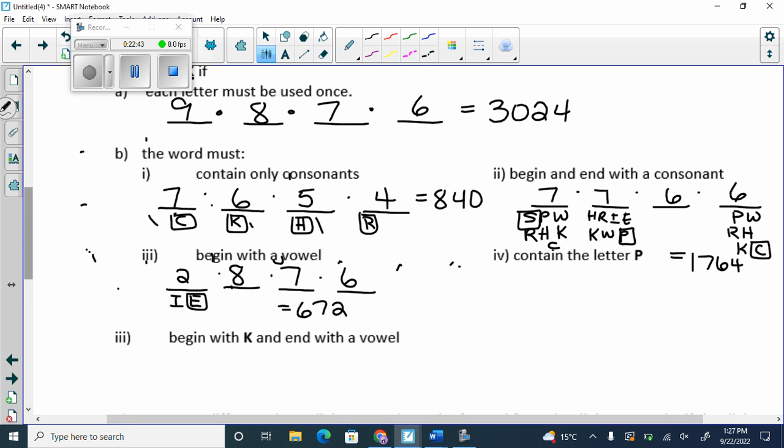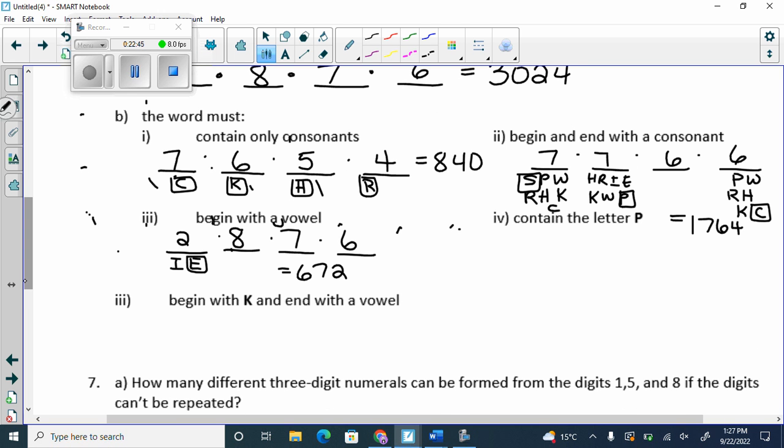So here it's begin with a K and end with a vowel. So I begin with the K. How many Ks are in shipwreck? 1. I end in a vowel. What are my vowel options in shipwreck? I and E. So I have 2. I'm going to hold the K here and I'm going to hold the E here. So I'm currently holding 2 letters out of how many? 9. So how many do I have left for this blank? 7 then. So it's 84.